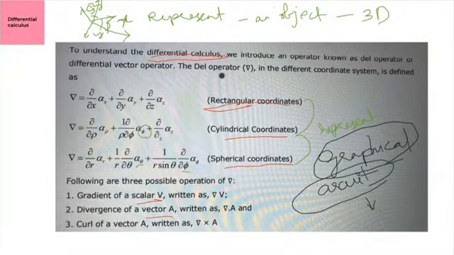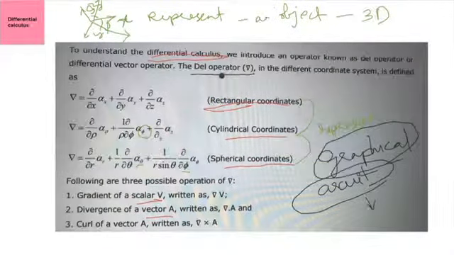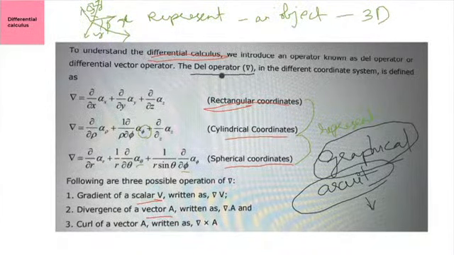Now come on to the del operator. What is this del operator? Since we are representing a particle or object in three dimensions, when there is movement or displacement of the particle, you need to represent that displacement on paper, right?